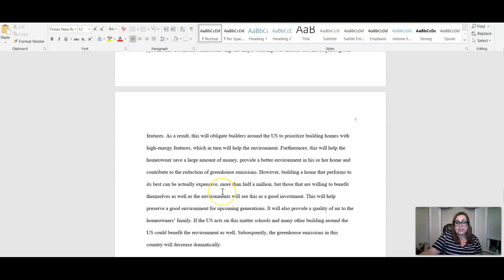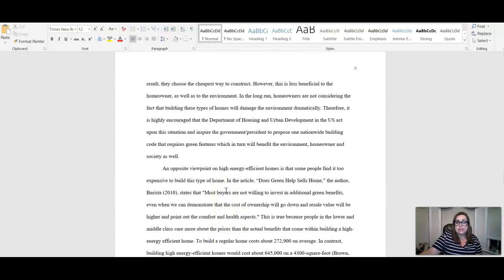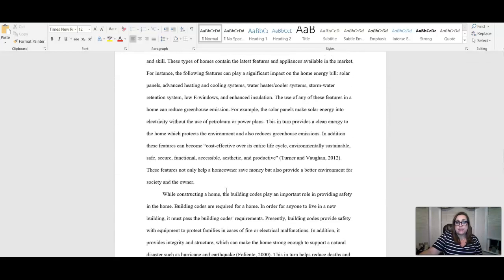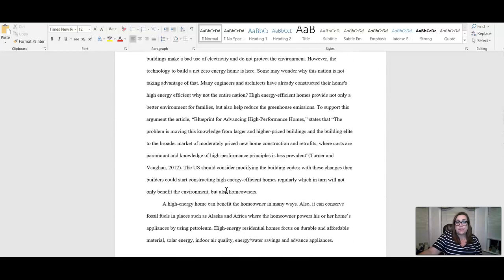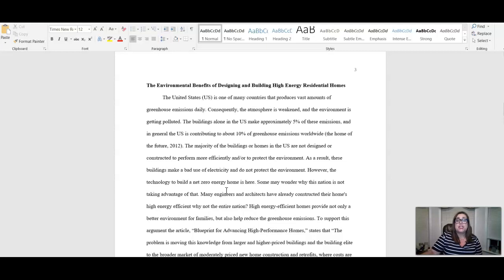So let's count the pages. That's 1, 2, 3, 4, 5. So this student stuck with the 5 minimum. That's fine. This is a very well written, very concise and well written and presented essay. So he was in compliance with the assignment.